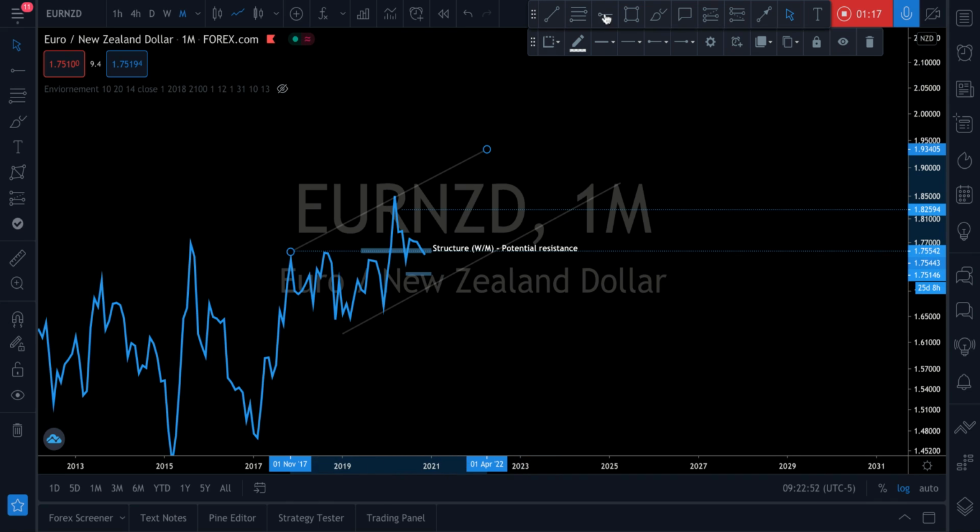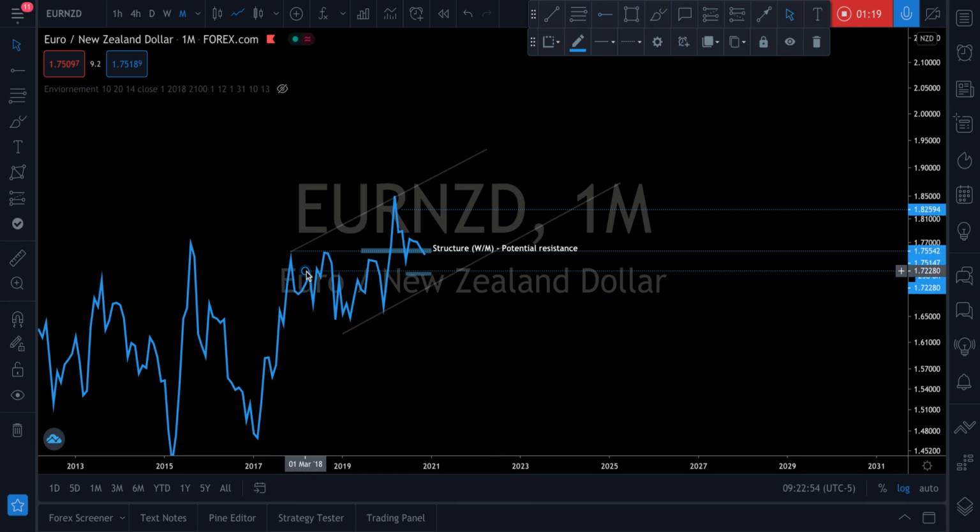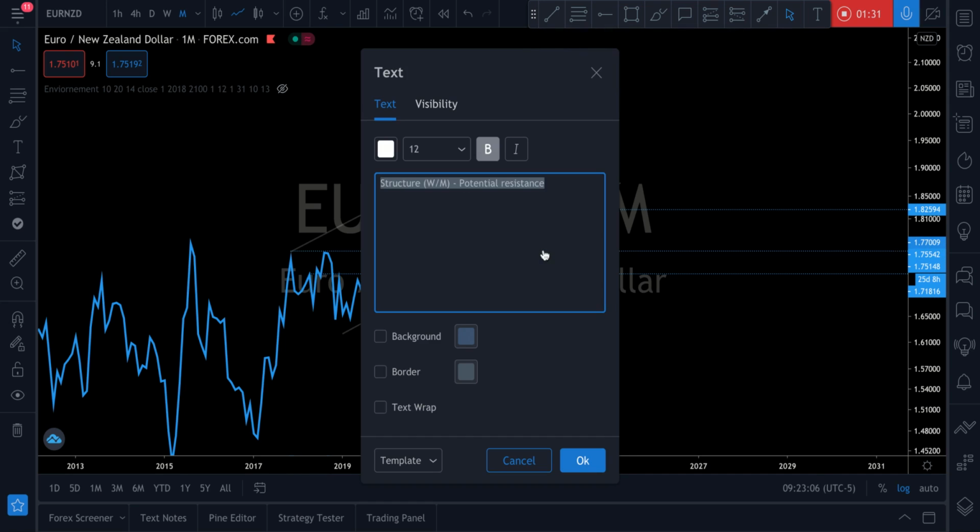And when we were marking up this chart right here, we had seen several different areas of structure that were really relevant to where price was at and where it could potentially be going. And that's what we marked up right here. We can see structure on the weekly, monthly time frame, and potential support.